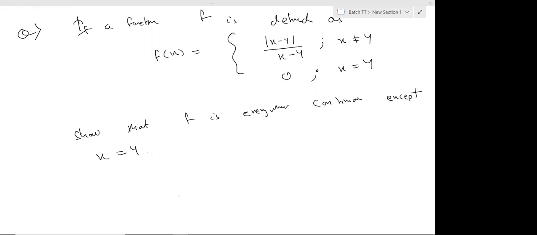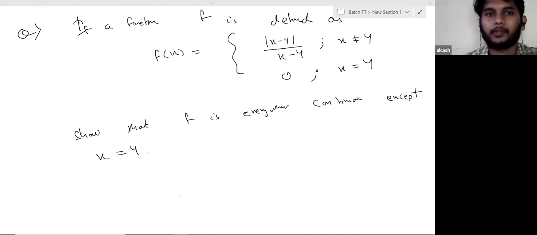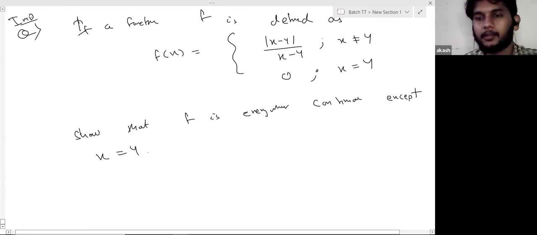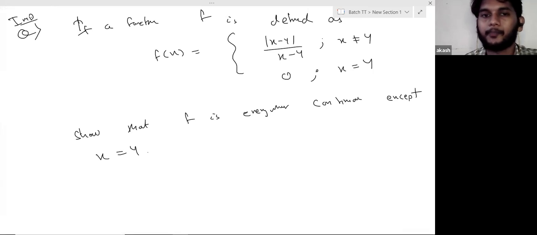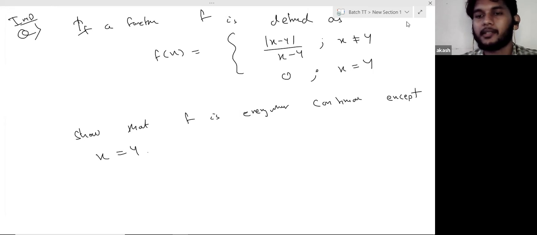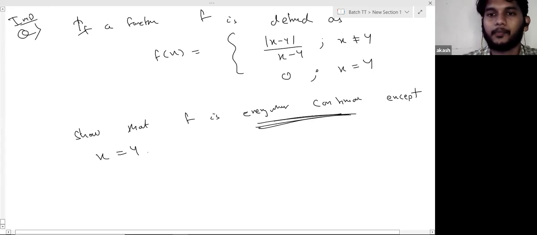This is a very important question, and questions of this type are also very important. What is the difference between this type and the questions we did previously? They are not asking to show that the function is discontinuous at x equals 0 or x equals 1. No, they are asking to show that f is everywhere continuous.